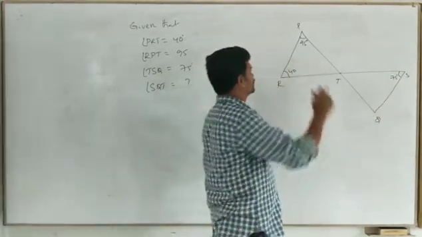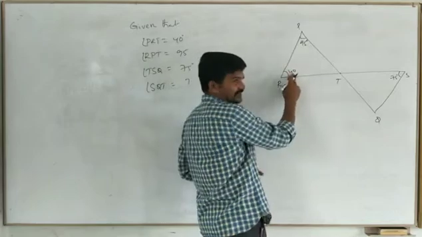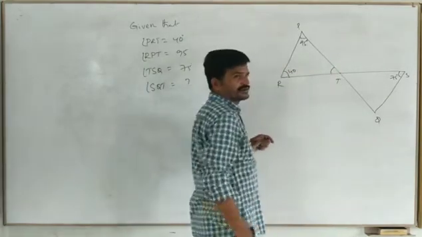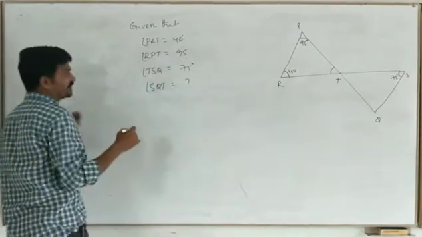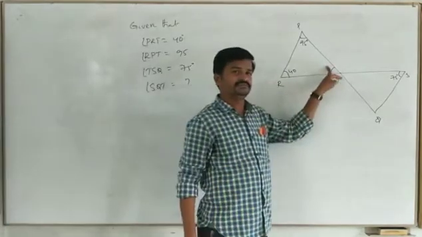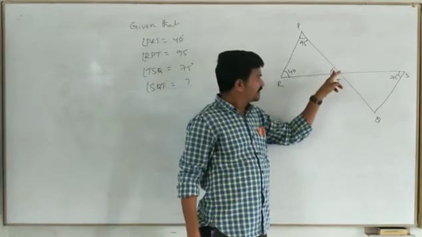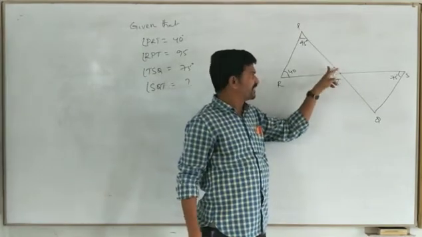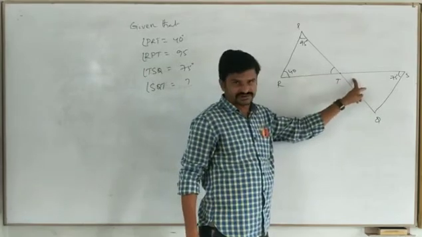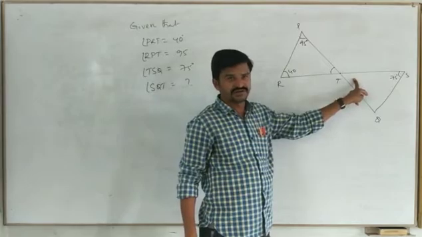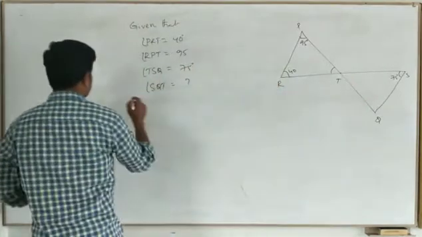This is 95 and this is 40. Can we find this angle or not? Yes, that one you can find. What is the use of finding this angle? Vertically opposite angle. If you find this angle, obviously we will get this one by applying that vertically opposite angles are equal. So first find that one.